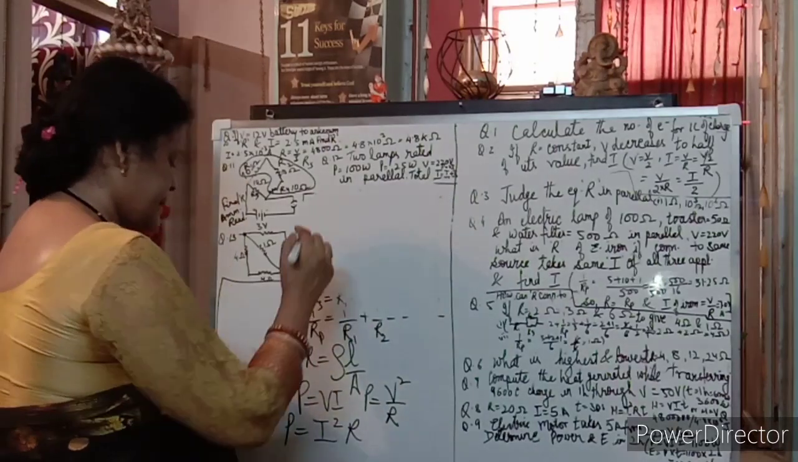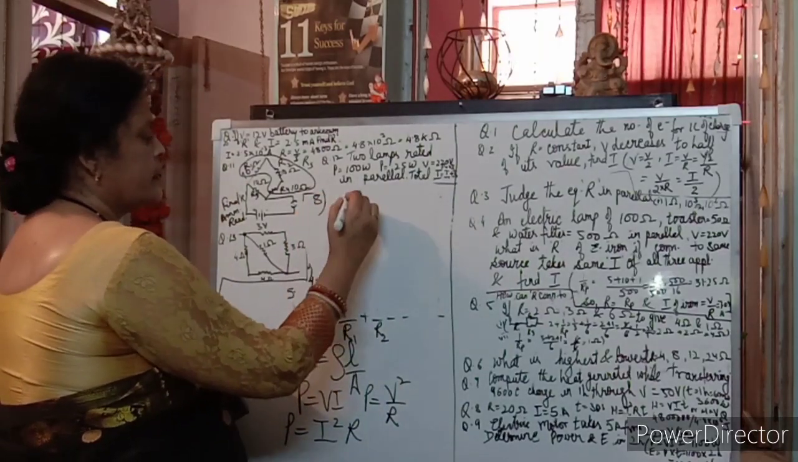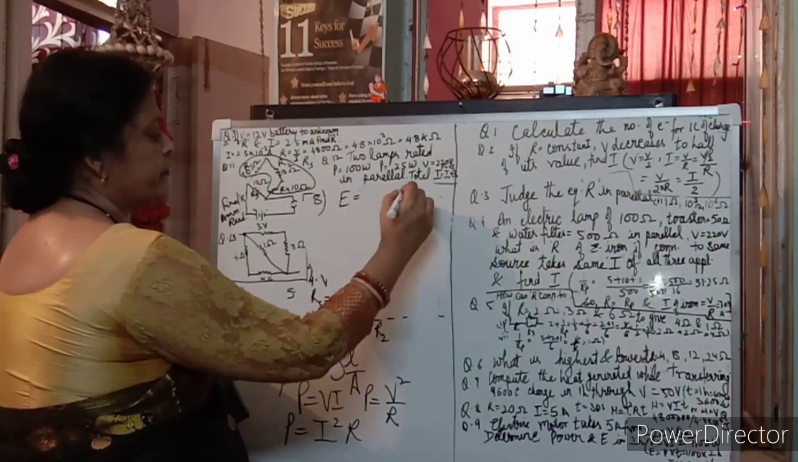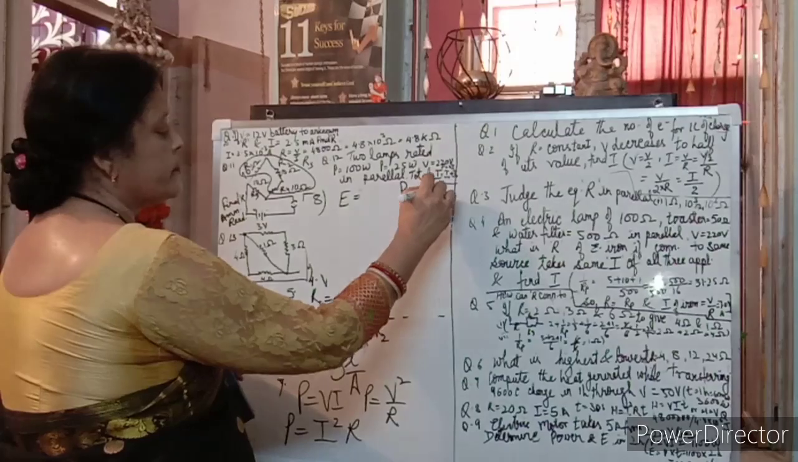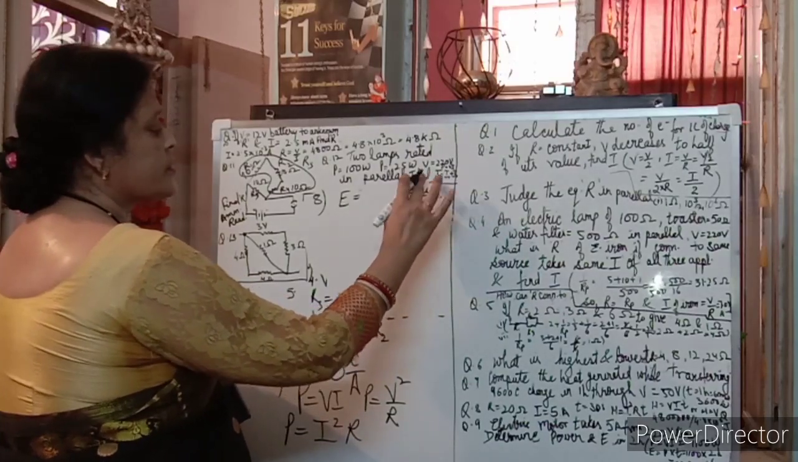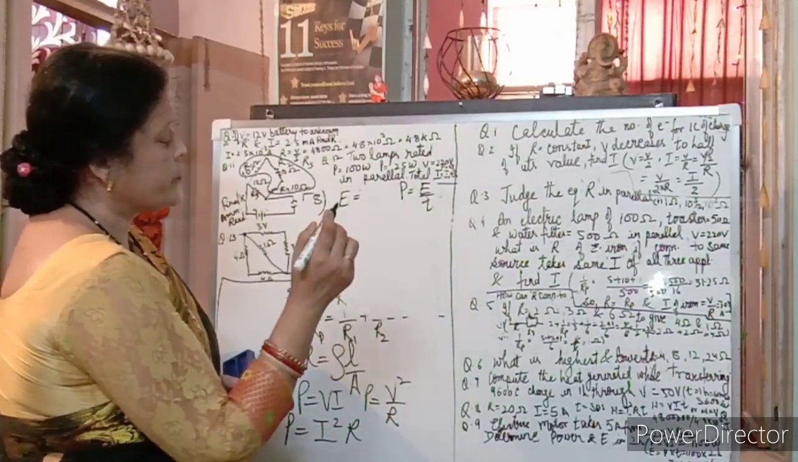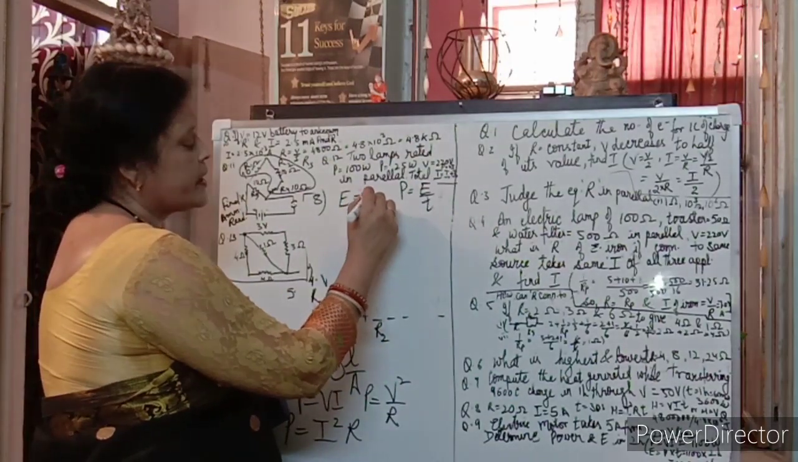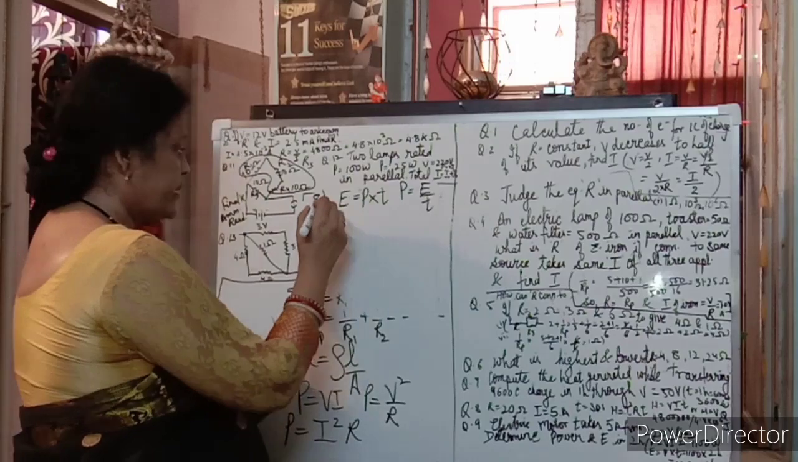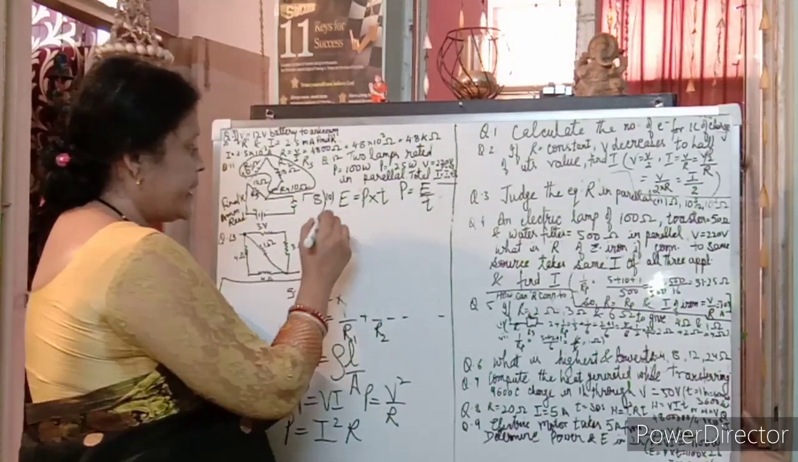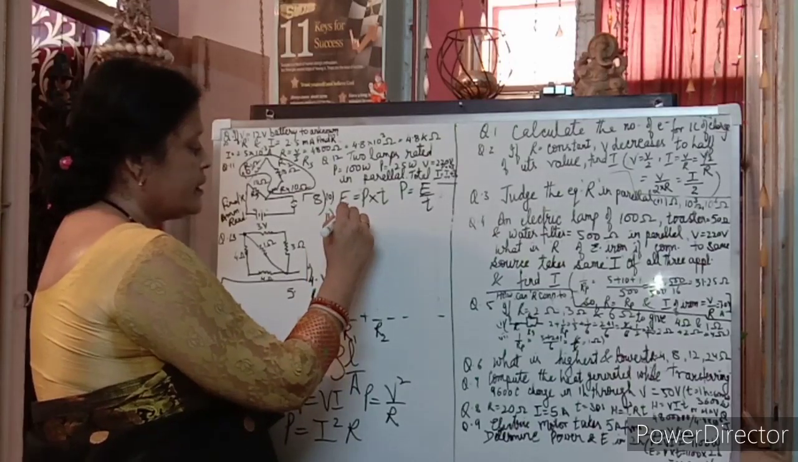Next is number 8, energy. P is equal to W upon T. So work done is equal to electrical energy. So E is equal to P into T. This is 8th, 9th, 10th formula. Next, 11th formula.